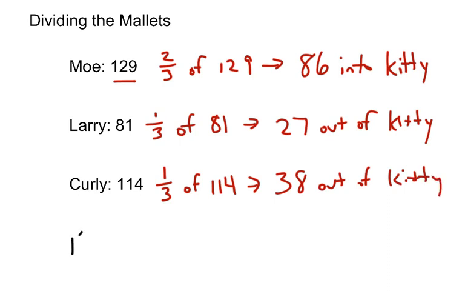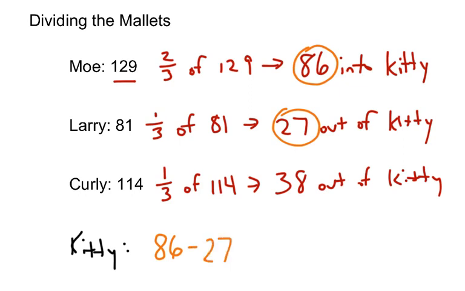So let's take a look at our kitty. Our kitty, let's see, it has Mo put $86 into the kitty. Larry took 27 out. Curly took 38 out. And so that leaves $21 in the kitty. There are 3 people involved in our division. There are $21 in there to start with. When we divide by 3, everybody's going to get an additional $7.